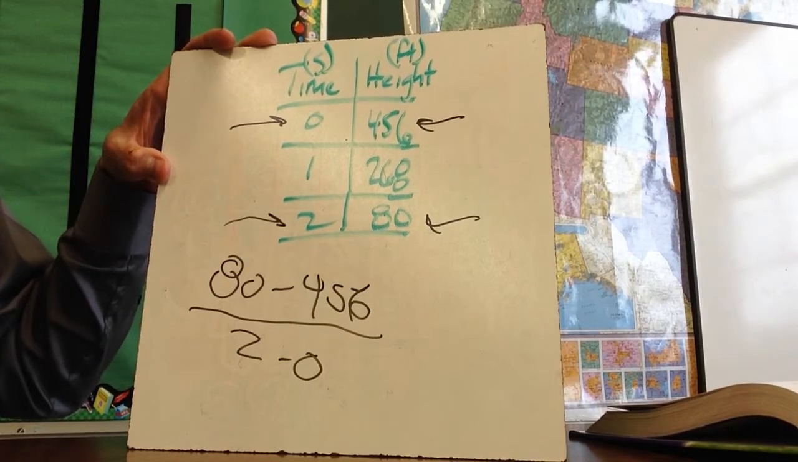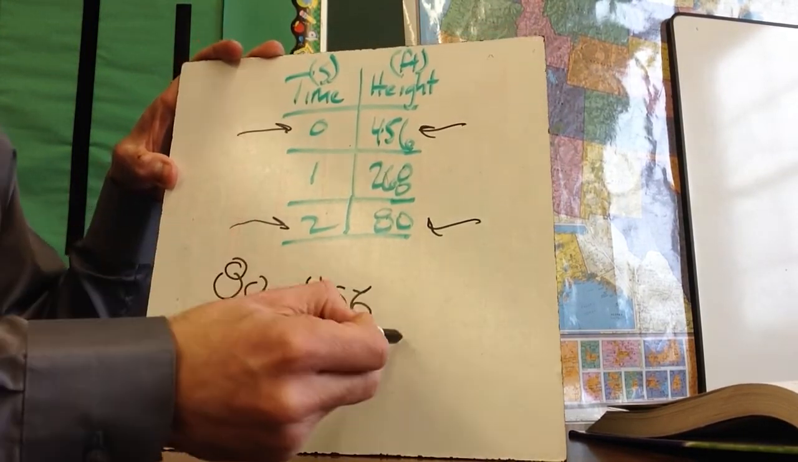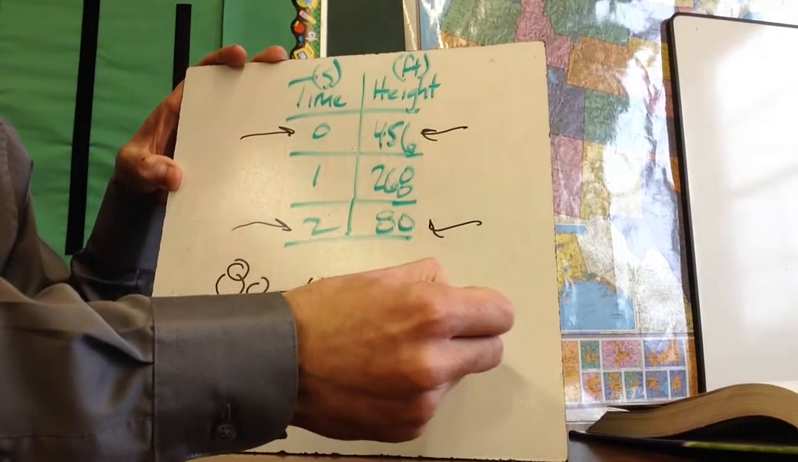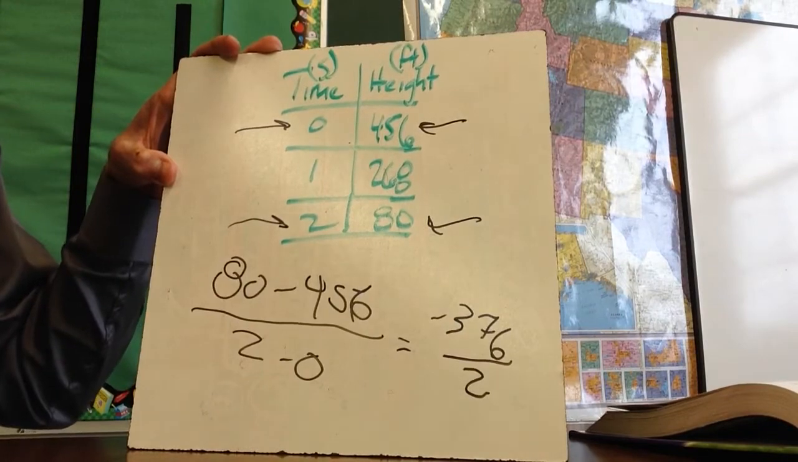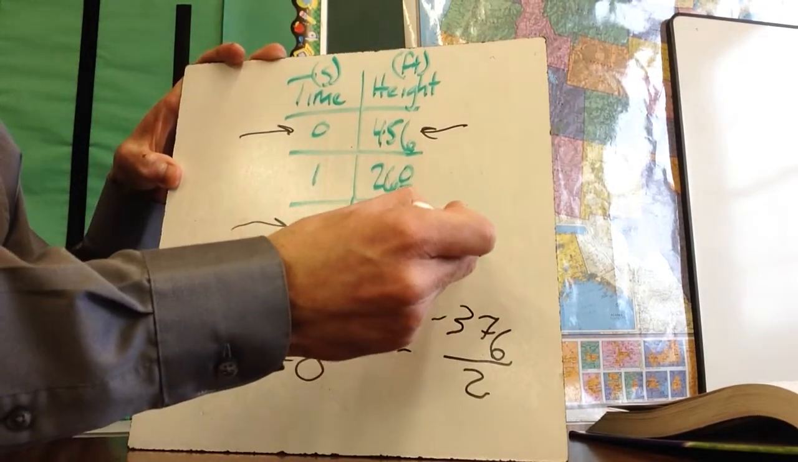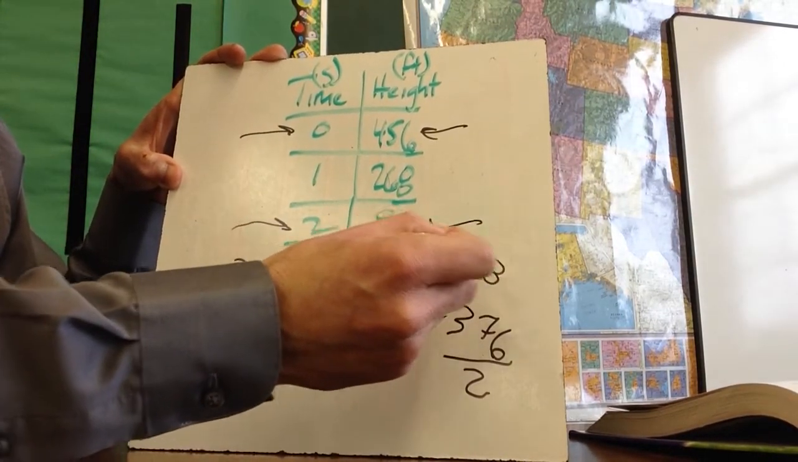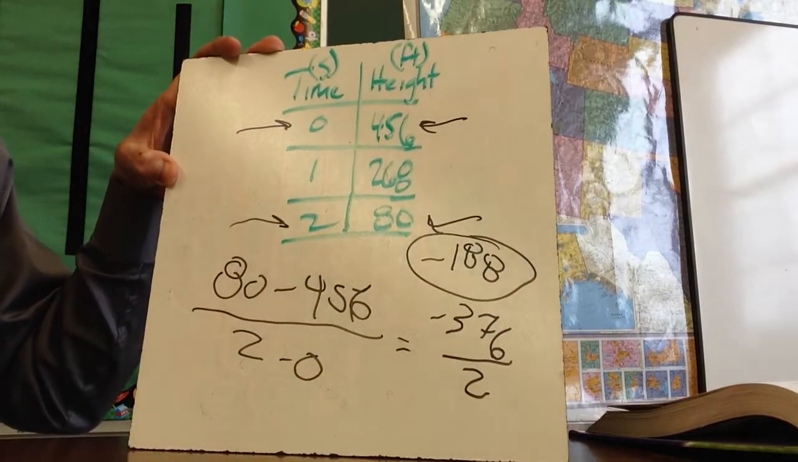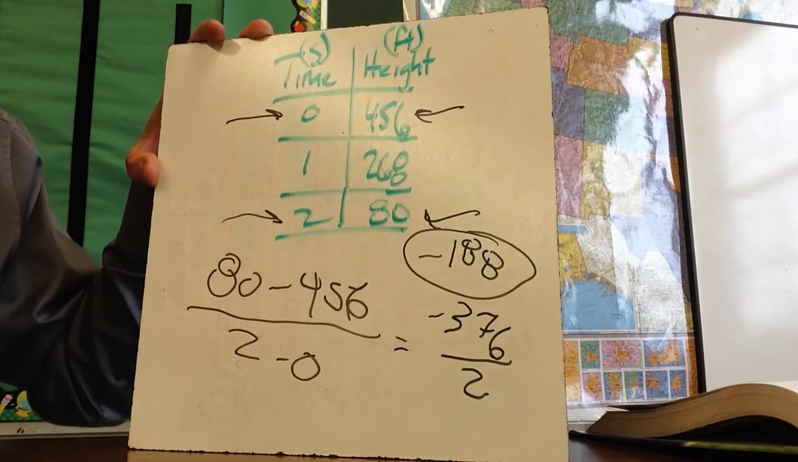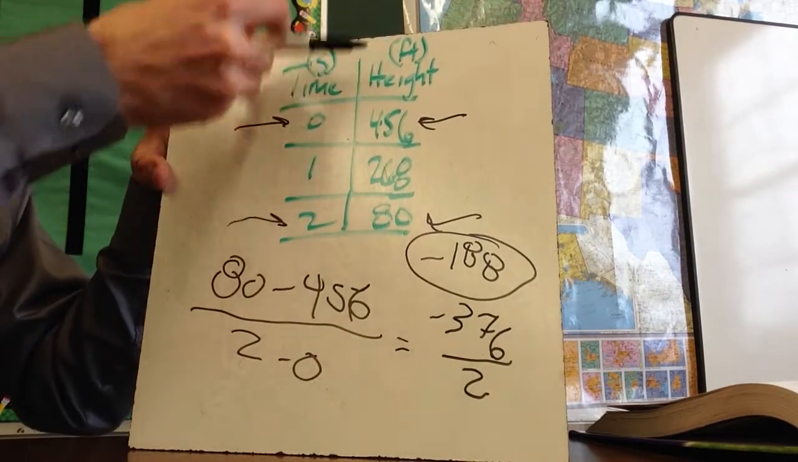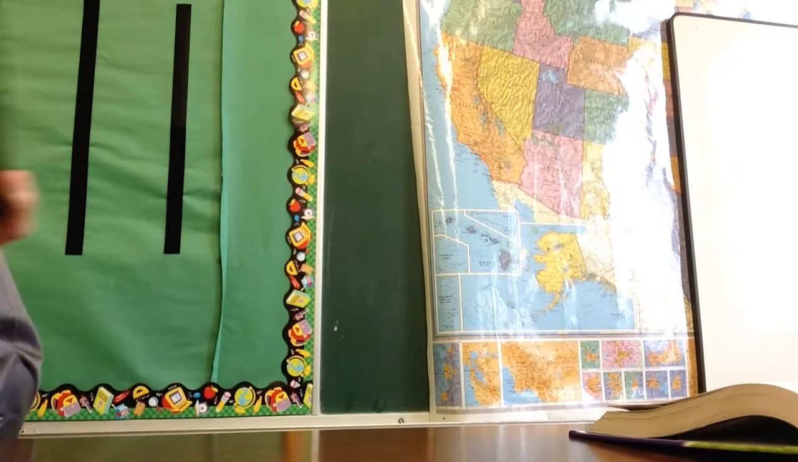And so 80 minus 456 is negative 376 over positive 2. And so when I divide this by 2, I end up with negative 188 over 1, which means that it is dropping 188 feet per second, which makes sense if you think about a roller coaster. It should be negative. It starts up high and then it drops down.